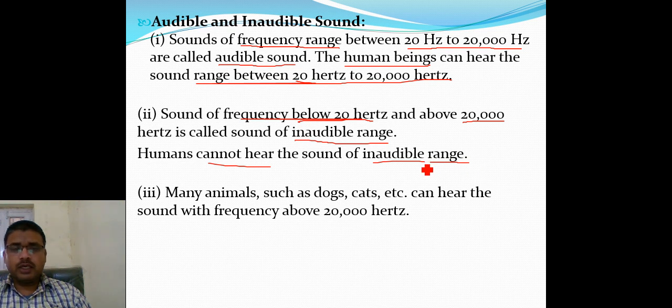Many animals such as cat and dog can hear the sound with frequency above 20,000 hertz. These are some kind of animals who hear the sound above the range of 20,000 hertz, animals like dog, cat. Fishes also can hear above 20,000 hertz frequency sound. These are the two categories we call audible and inaudible sounds.